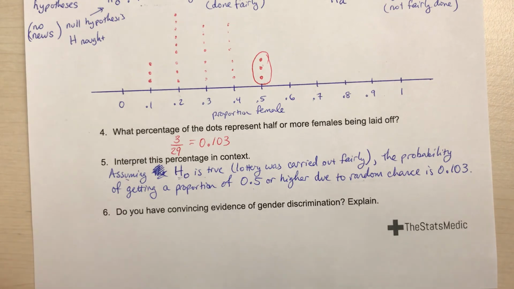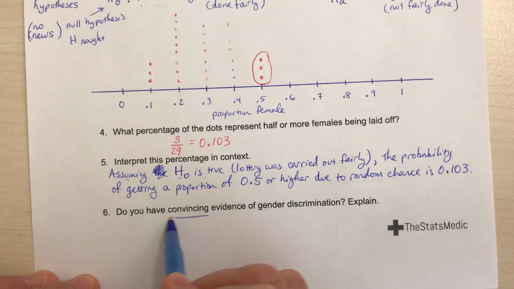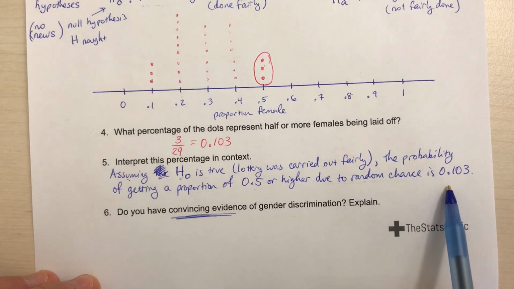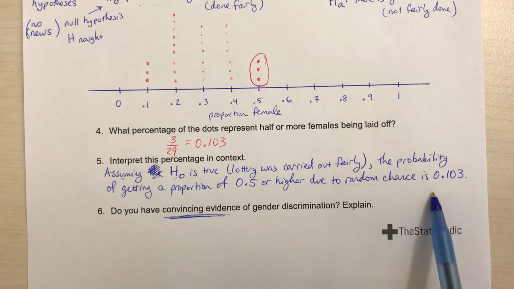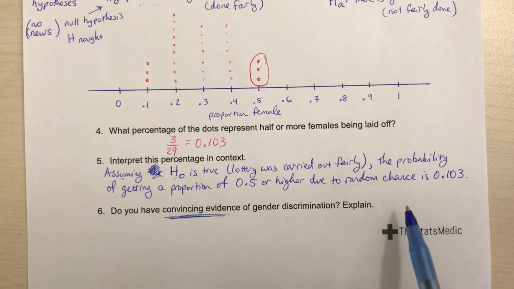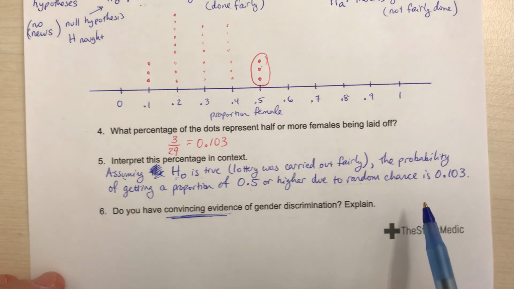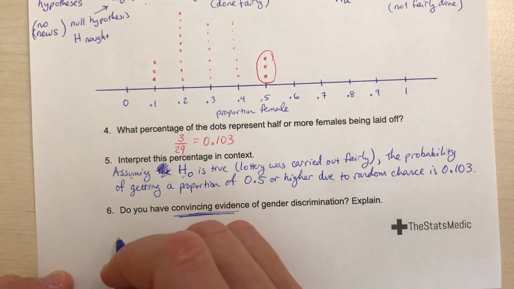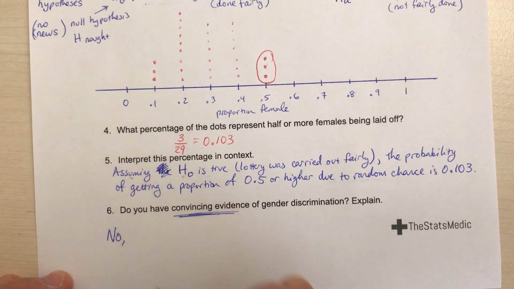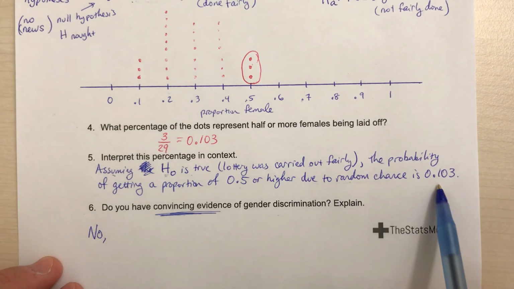Now that may seem low to you, but that is actually not significant. Do you have convincing evidence of gender discrimination? 10% is actually something that, it's not common, but it's not something that is really unlikely to happen. So do we have convincing evidence? No. And statistically, what we're going to be learning is that we would need this value to be smaller than 0.10. We'd actually want this to be less than 5%.